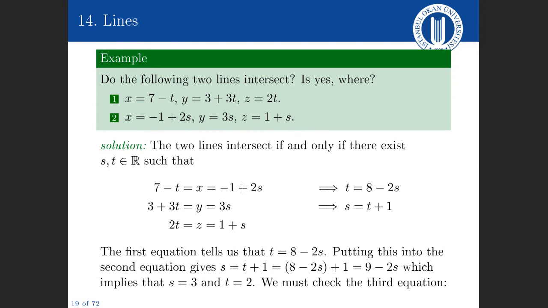Because we have two different lines, we need two different variables for the lines. I'm going to use t for the first line, and because I've already used t, I need a different letter for the second one. So I'm choosing to use s for the second line.